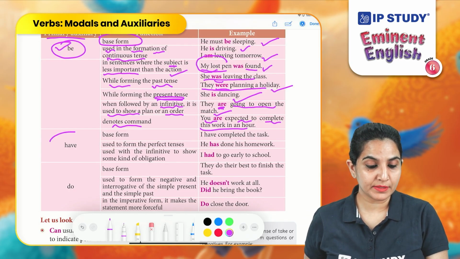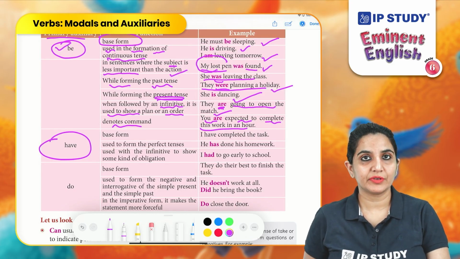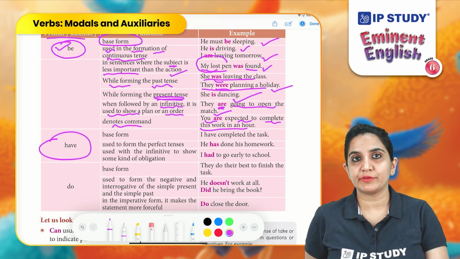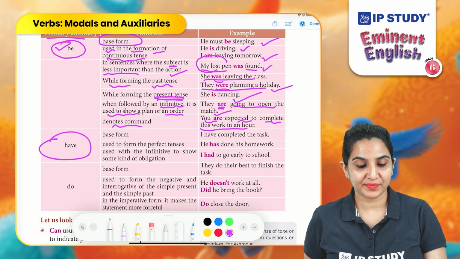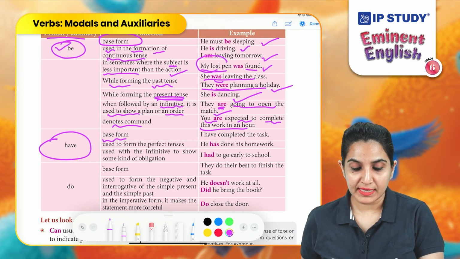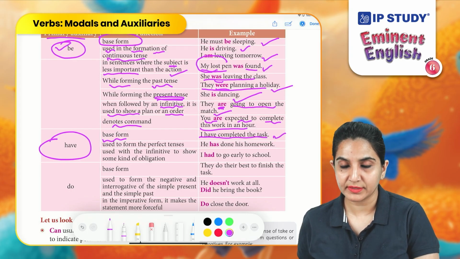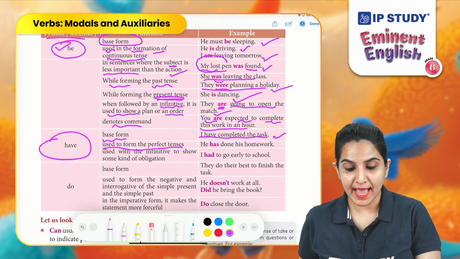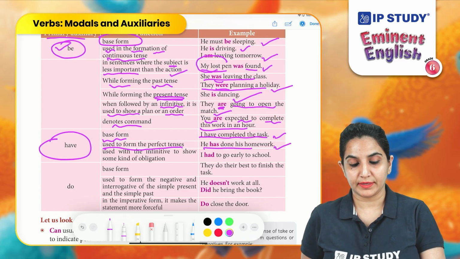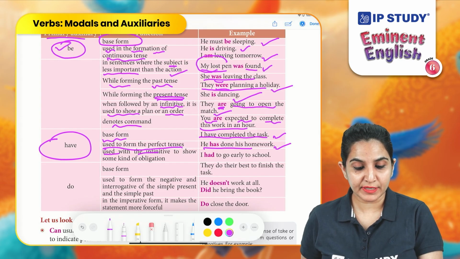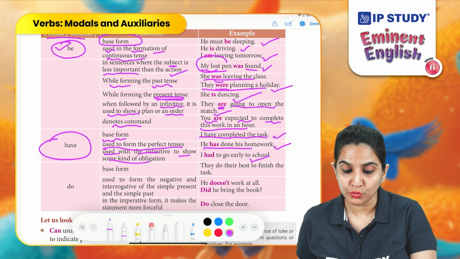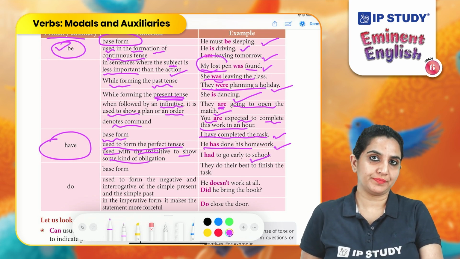Now let us understand about the primary auxiliary verb have. Have can be used as a base form, can be used to form the perfect tenses, and can also be used with infinitives. Let us understand with examples. When used as a base form, I have completed the task. When used to form the perfect tenses, he has done his homework. When used with the infinitive to show some kind of obligation, like I had to go early to school.